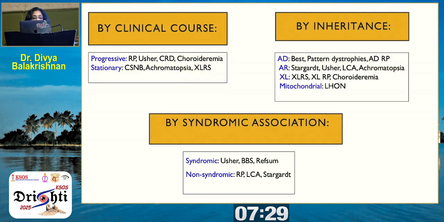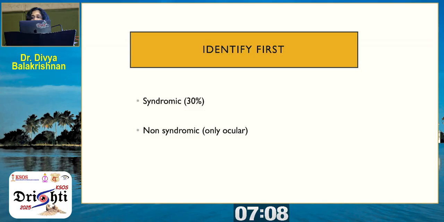And by the clinical course, some can be progressive, some may be stationary. Progressive like retinitis pigmentosa, again choroideremia, and the inheritance patterns would differ. It could be autosomal dominant, recessive, X-linked, mitochondrial, and some would have syndromic association, and some would be purely ocular involvement. So the main thing is that you have to identify that it is an IRD.